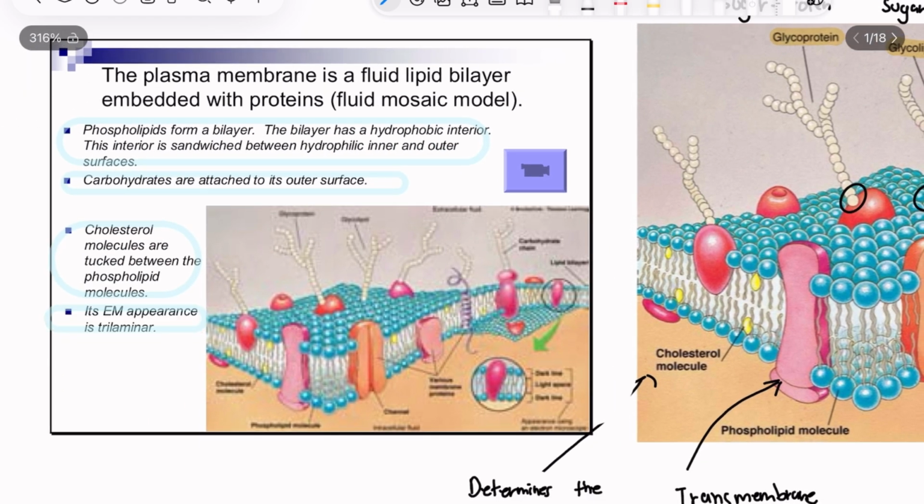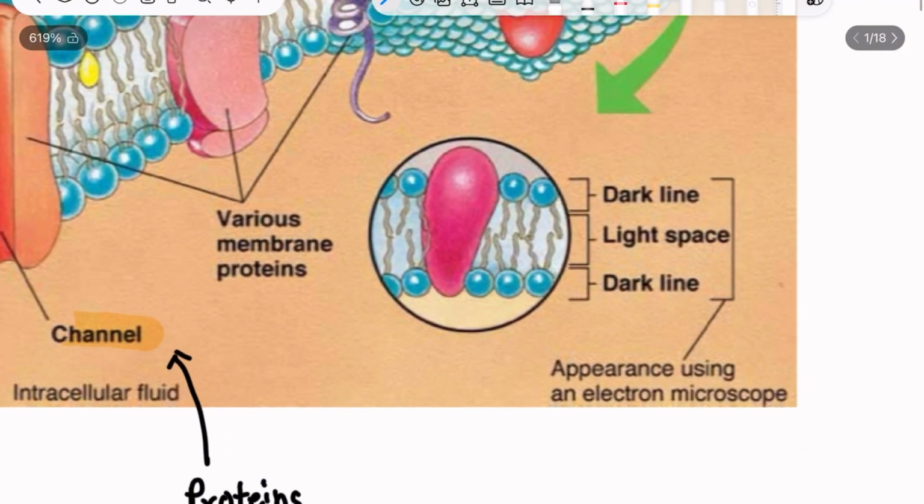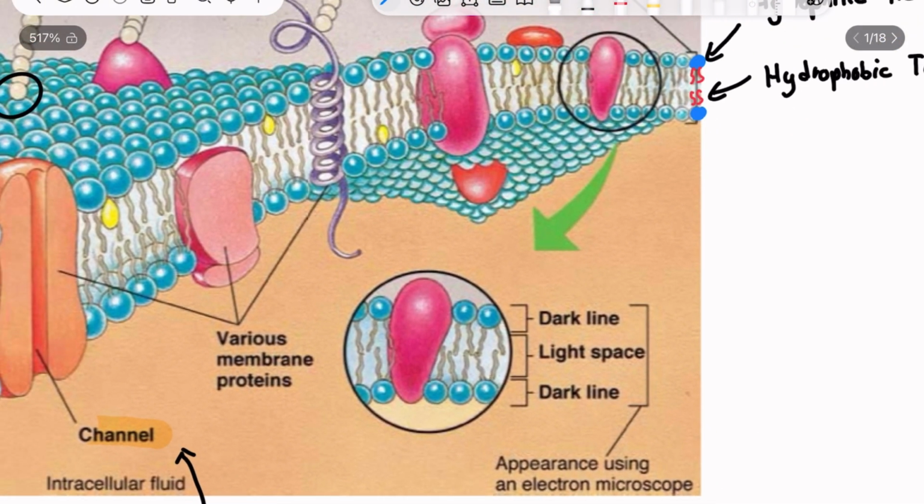And then finally, its EM appearance is trilaminar. What that basically means is that under an electron microscope, the plasma membrane appears trilaminar, meaning it has three layers: a dark line, a light space, and another dark line. This visual appearance is due to the arrangement of the hydrophilic heads and hydrophobic tails of the phospholipids.